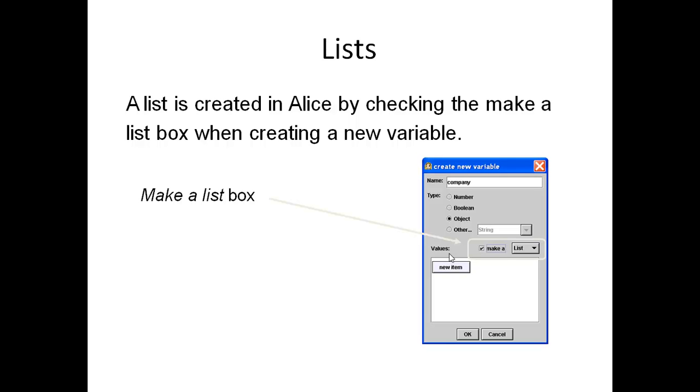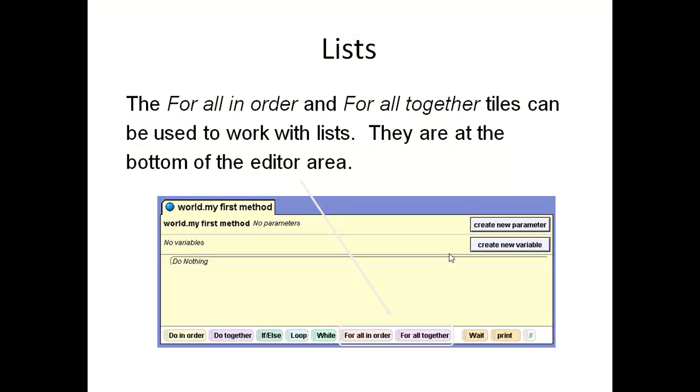List is created in Alice by checking the make a list box and creating any variable. Here you can see the make a list box, containing different types of objects. The for all in order and for all together tabs can be used to work with lists. They are at the bottom of the editor area.